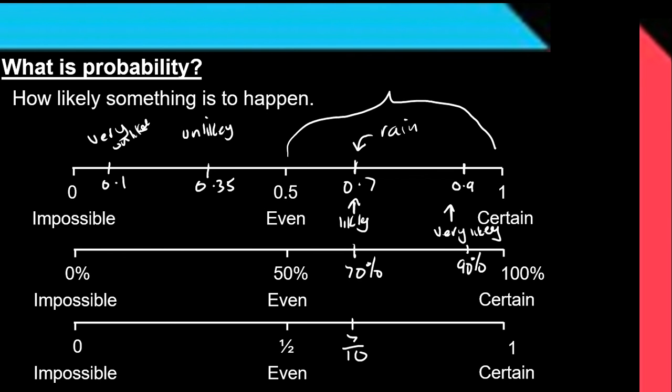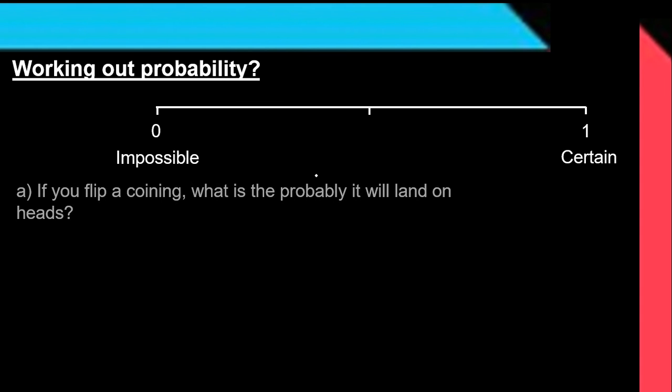Okay, so let's have a look at some questions. We have a probability scale here. We can talk about this in fractions, decimals, whatever people are comfortable with. If you flip a coin, what's the probability that it will land on heads? Well, I know there are only two options, heads or tails, which means there are only two possible outcomes, so it's a 50% chance. It's 1 out of 2, or 50%. If I put this on the probability scale, I'm going to put it right down the middle, and that's the probability of it landing on heads.